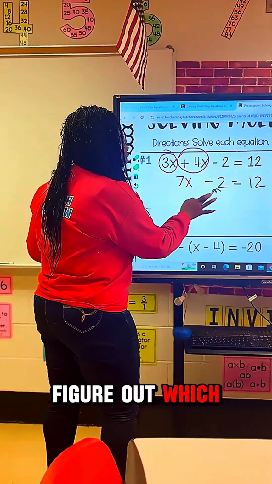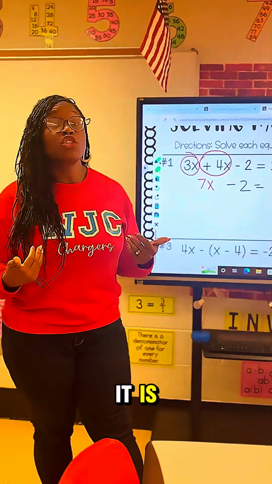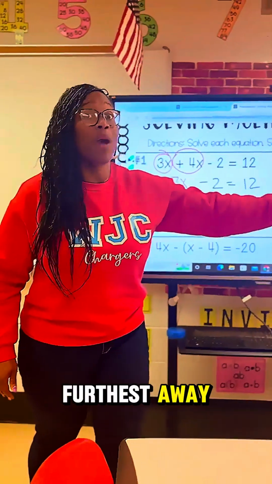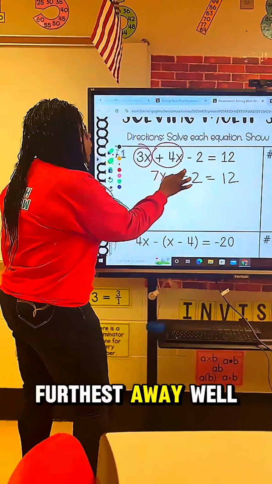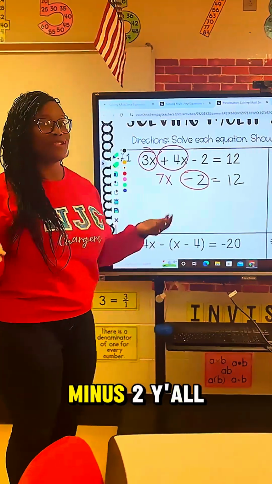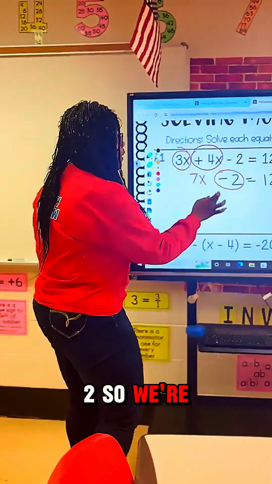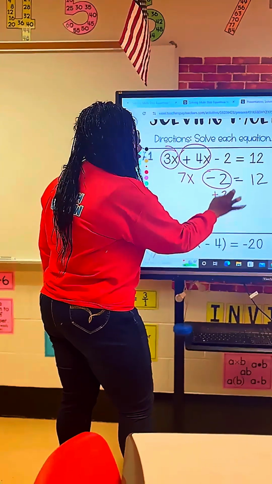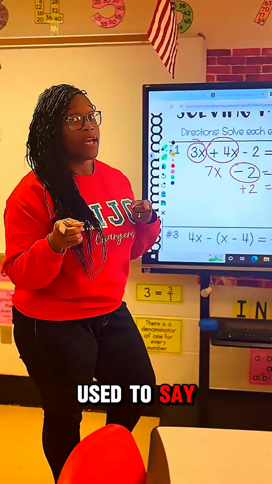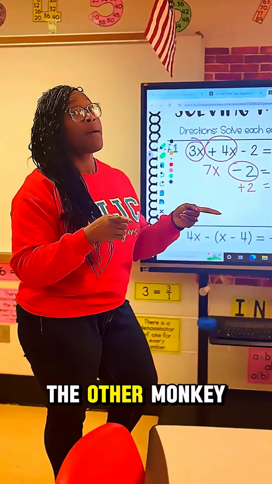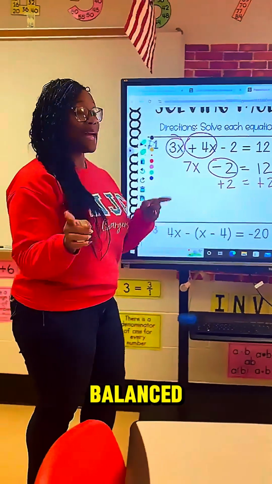But we got to figure out which one we're going to get rid of first. Well, the way that I like to think about it is you want to get rid of the one that's the furthest away. And if you look here, the minus 2 is furthest away. Well, how do we get rid of minus 2, y'all? We do the inverse operation, which is plus 2. So we're going to do a plus 2 under here. Bring down your equal sign. And like my grandma used to say, what you do to one side, you do to the other. Monkey see, monkey do.